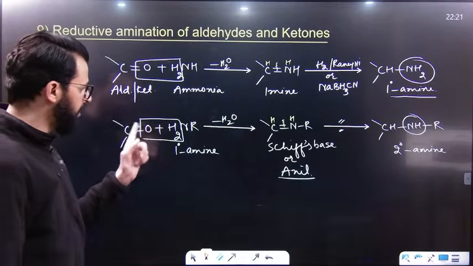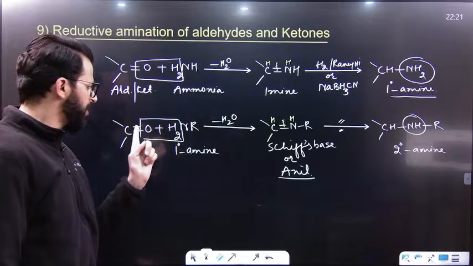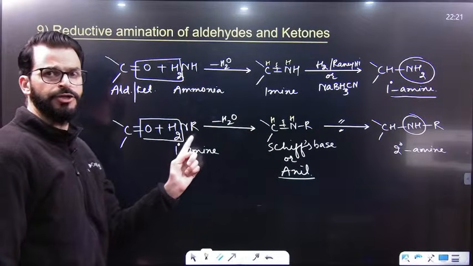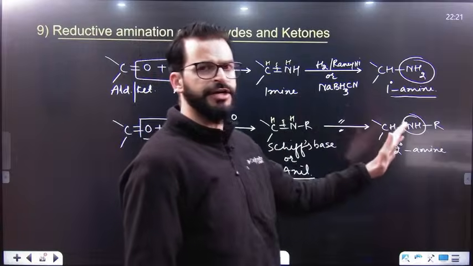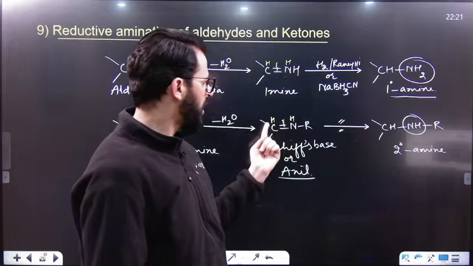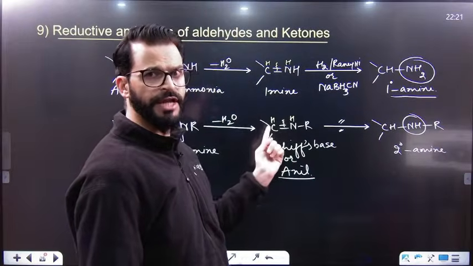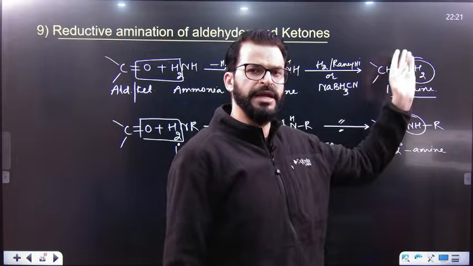You have to only remove this oxygen with hydrogen and add either NH or NR to this. That means amination first, and after that reduction by adding hydrogen across this carbon-nitrogen double bond, and you will get an amine, whether primary or secondary.